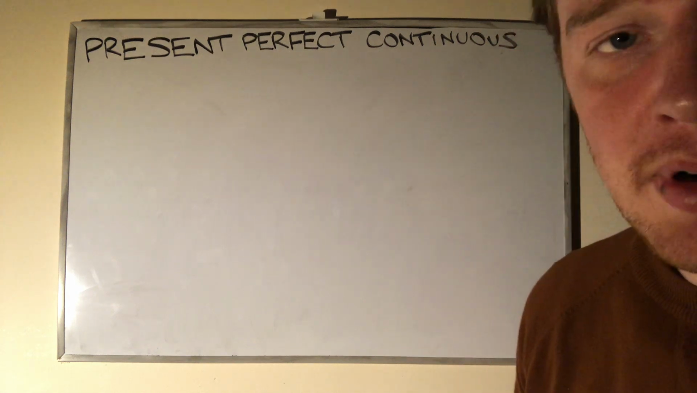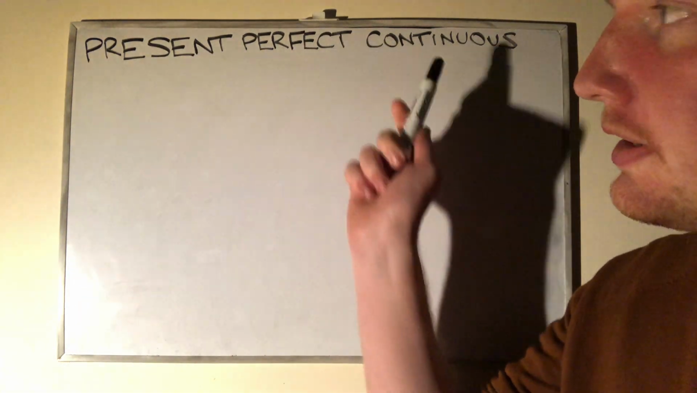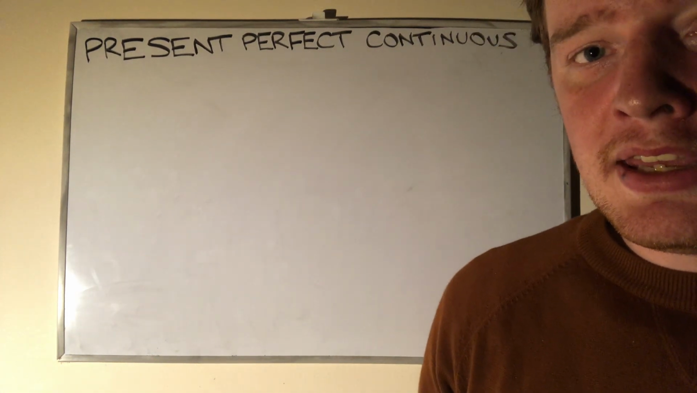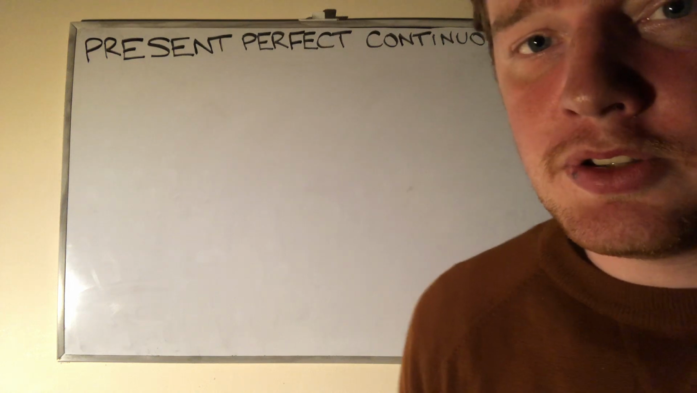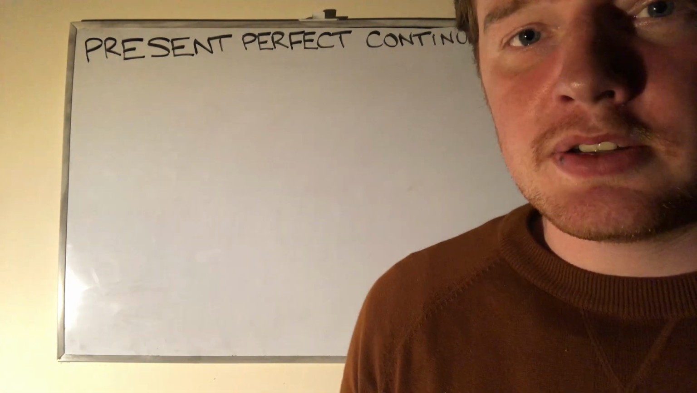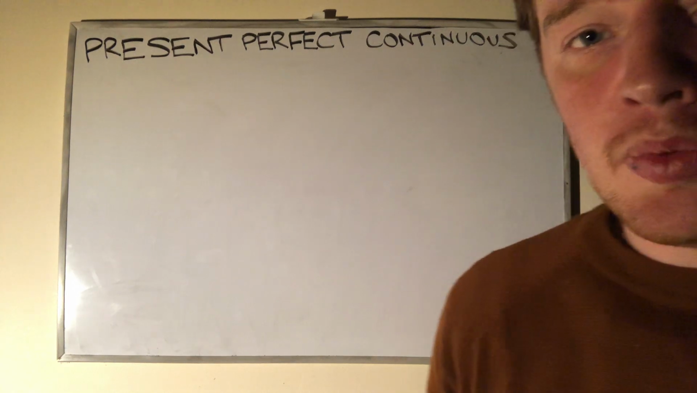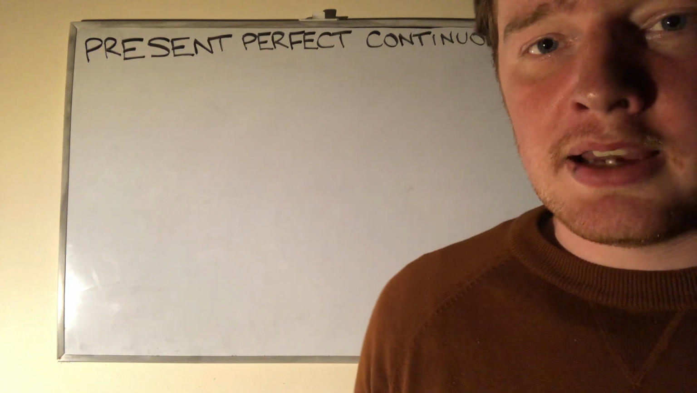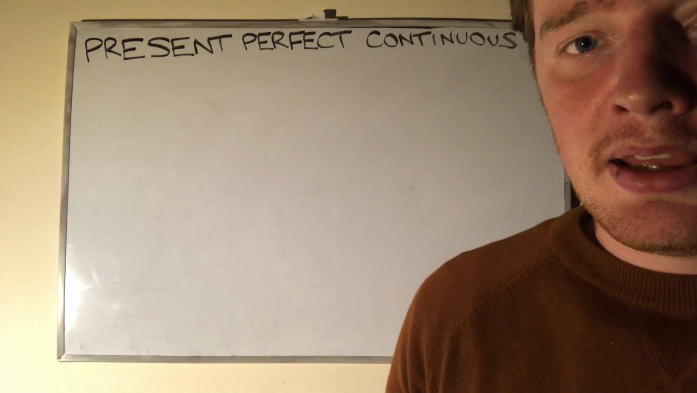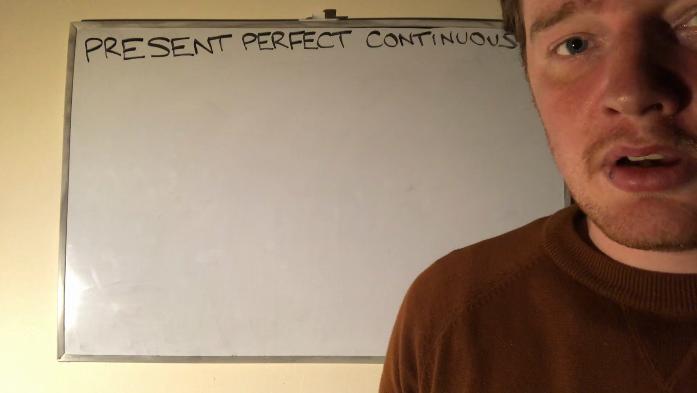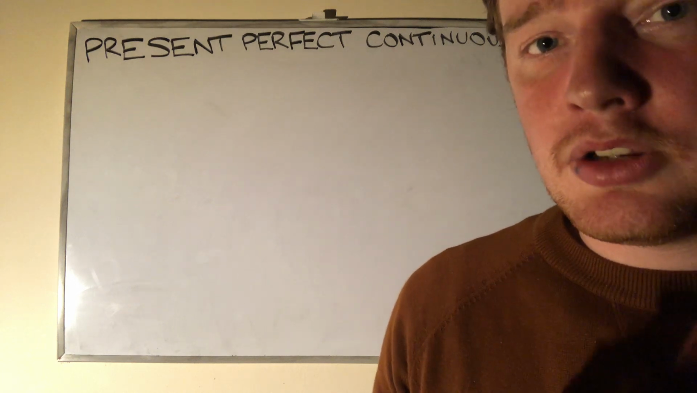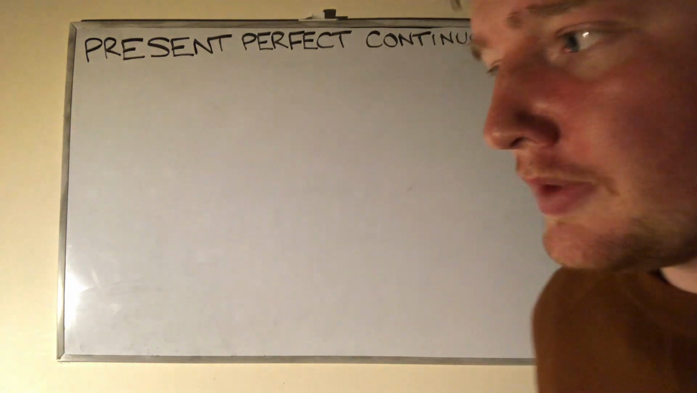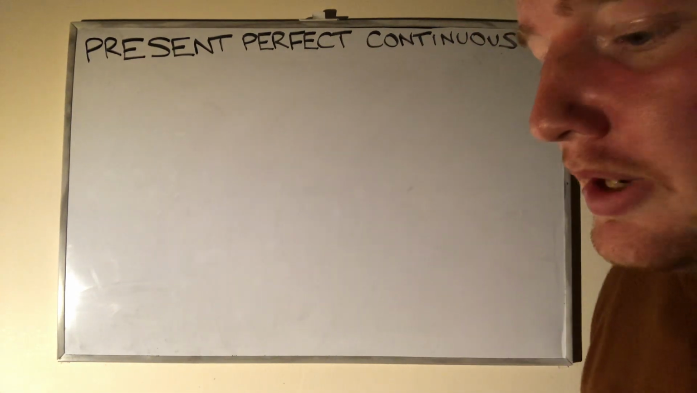So today we are going to be looking at the present perfect continuous tense. Well, what exactly is the present perfect continuous tense? Well, the present perfect continuous tense is a tense that we use when we're speaking about an action which began at some point in the past, has continued until the present, and is still continuing in the present. Important tense in English. Let's take a look at how we can structure this tense.